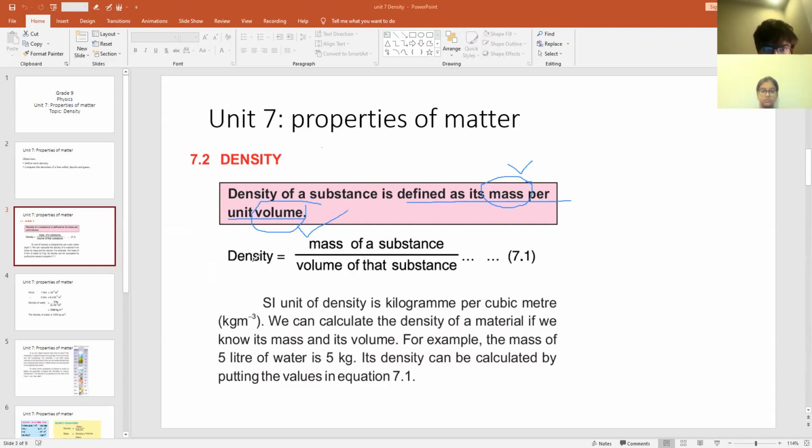So the formula for density we can derive with the help of the definition. Density of a substance is defined as its mass per unit volume. So density will be equal to the mass of a substance, and whenever we use the word per, it means we have to divide. So here we have to put the sign of divide.